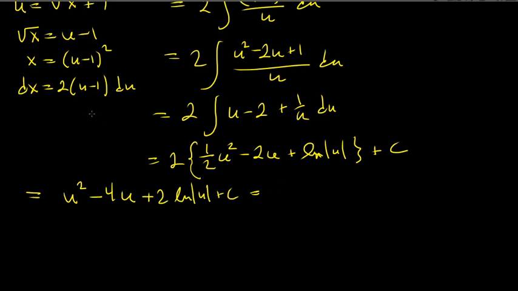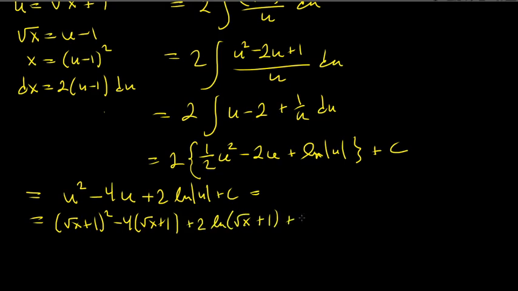And what was u? u was the square root of x plus 1. So square root of x plus 1 squared minus 4 times square root of x plus 1 plus 2 times the natural log of, in this case, we don't need absolute value because square root of x plus 1 is positive.